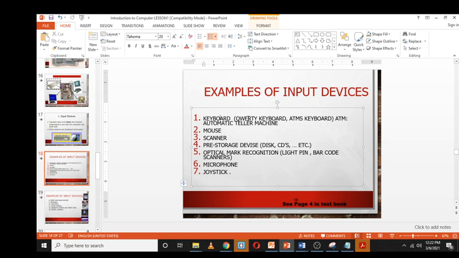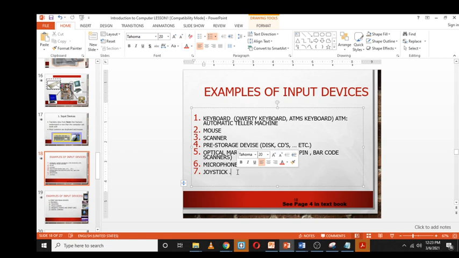We have a QWERTY keyboard like the one that you're currently using, or ATM keyboards on automatic teller machines. Okay, we have a mouse, we have a scanner. A mouse is also an input device. A scanner is also an input device. All the discs, CDs are all input devices. Optical mark recognition, that's an OMR, is also an input device.